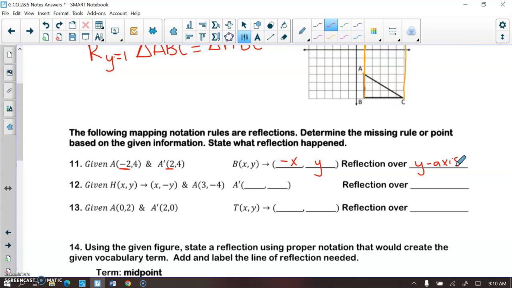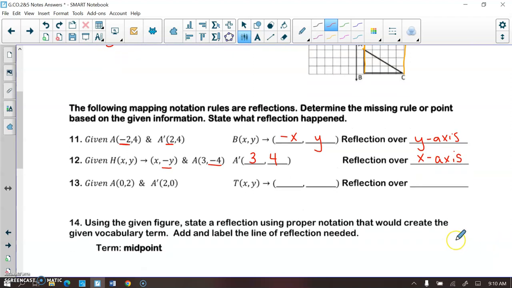For the next one, this time we are taking our pre-image point and we're making y the opposite. So my x value stays the same. Since y is already a -4, it becomes a +4. And when you're doing the opposite of y in a mapping notation rule, that is actually a reflection over the x-axis. And then the next one, what happened was my x and y values switched around. So my rule was x and y flipped, and that's a reflection over the line y is equal to x.